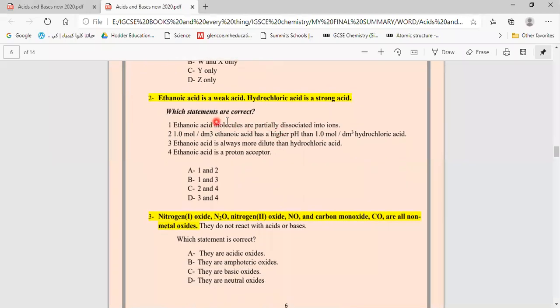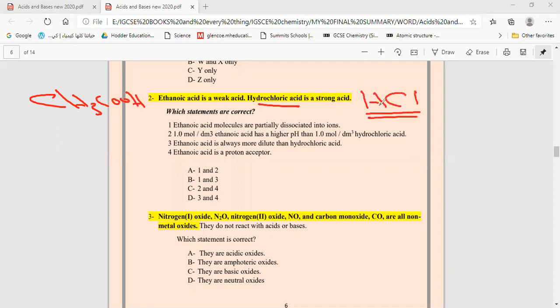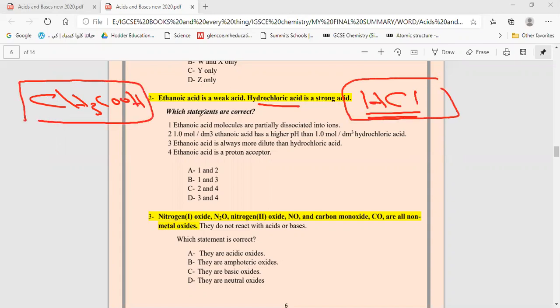Ethanoic acid is a weak acid. We said that before. Ethanoic acid, CH3COOH. Hydrochloric acid, I prefer HCl. This one is hydrochloric acid, the most famous strong acid, and ethanoic acid. Look at the following. He gave me 4 items, 1, 2, 3, 4, and he wants me to choose among them. Ethanoic acid molecules are partially dissociated into ions.